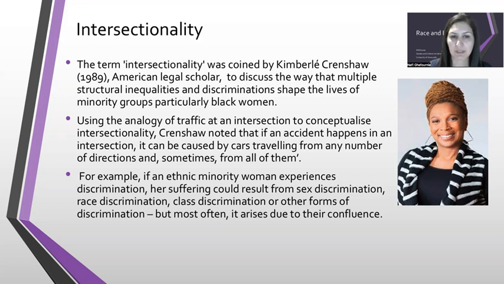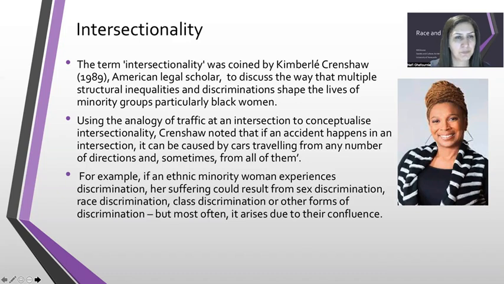And she gave an example: if an ethnic minority woman experiences discrimination, her suffering could result from sex discrimination. It can be from race discrimination. It can be from class discrimination or other forms of discrimination, but often it arises from their confluence. So it's not just one system of oppression. It's not just race, or just class, or just gender. Sometimes they all intersect with each other to cause oppression and discrimination.